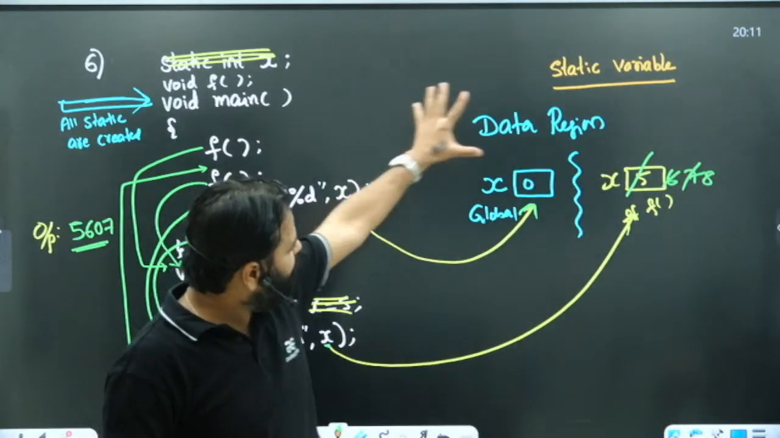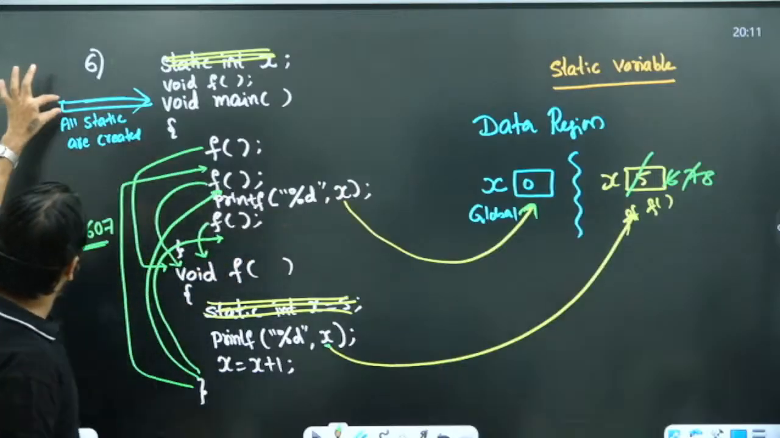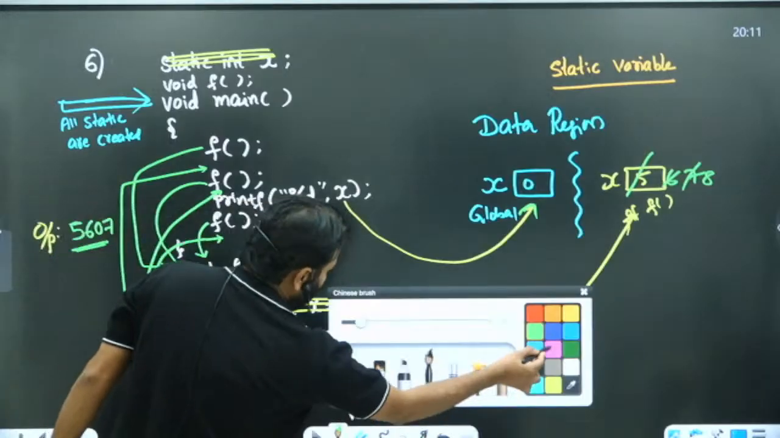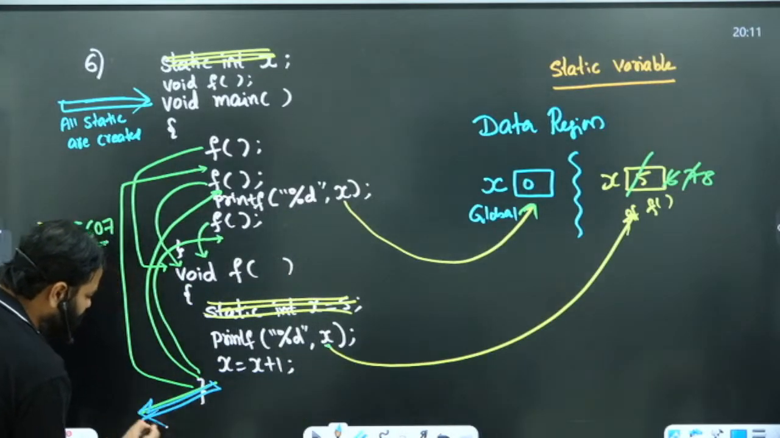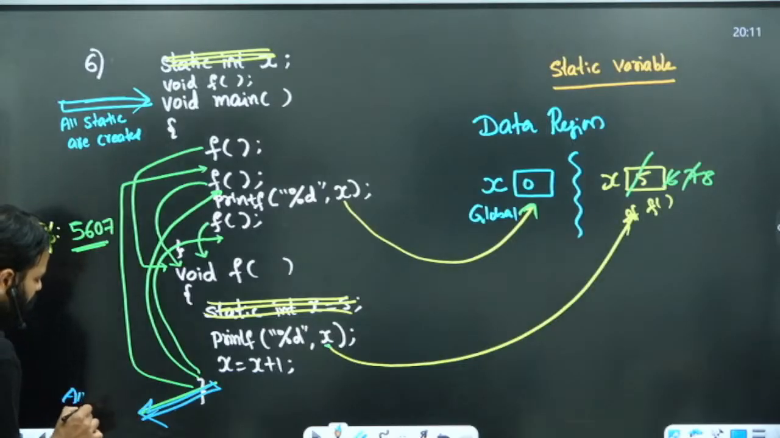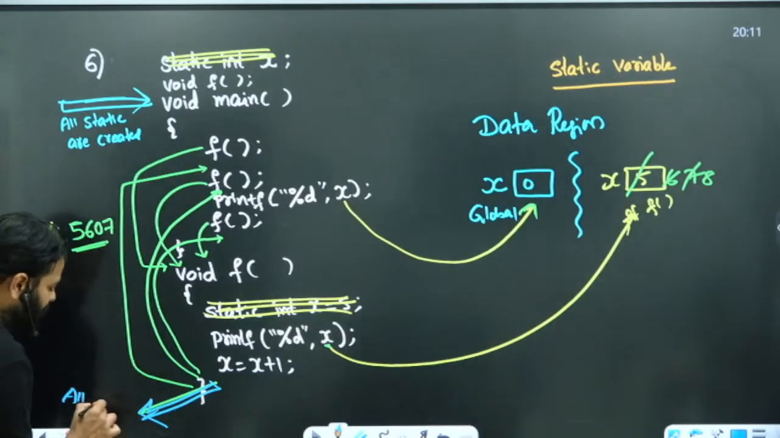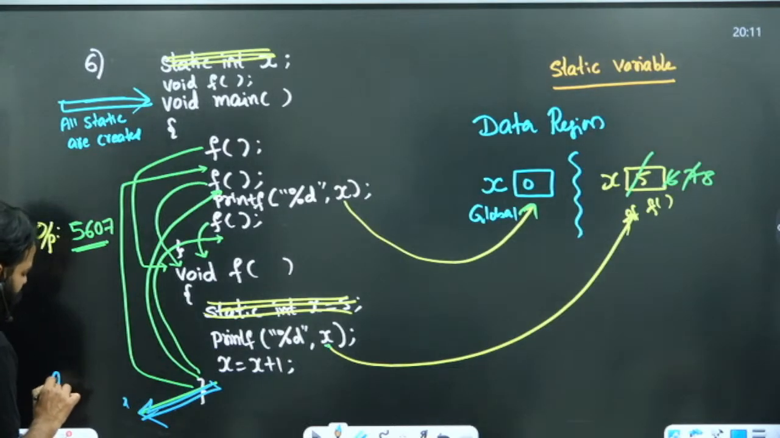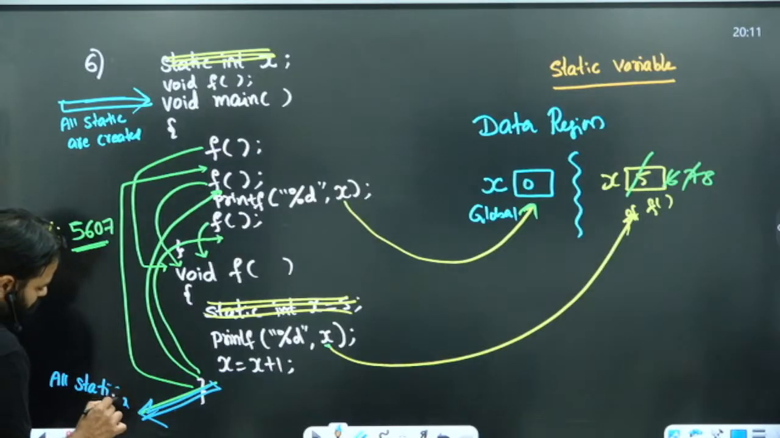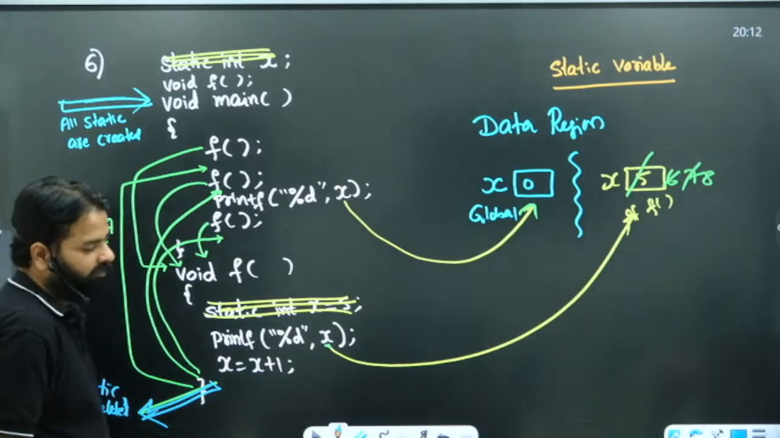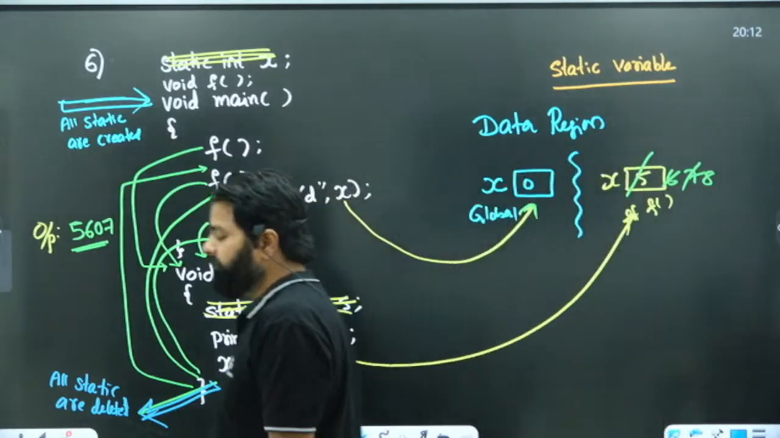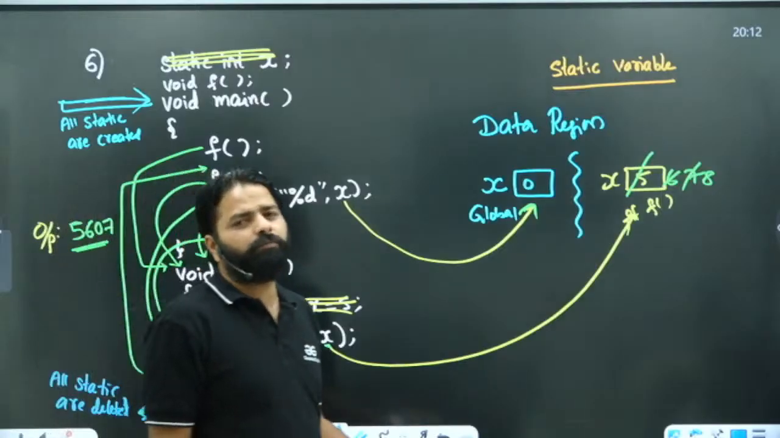And the specialty of the data region is that before the program execution, all the statics are created. When the program terminates, all static variables, that is, the whole data region, will be deleted. Got it? It's very important, very sensitive. That's why in exams, static variables are very important.